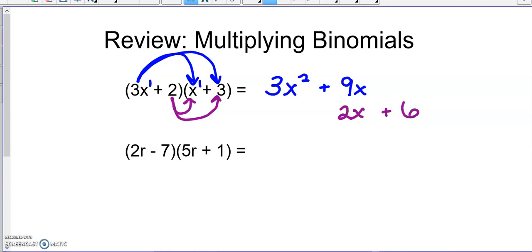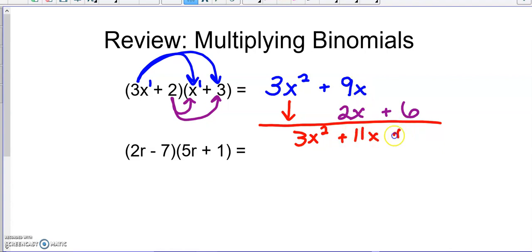Now I can go ahead and add like terms. 3x squared plus nothing is 3x squared. I have 9x plus 2x for a total of 11x plus 6.